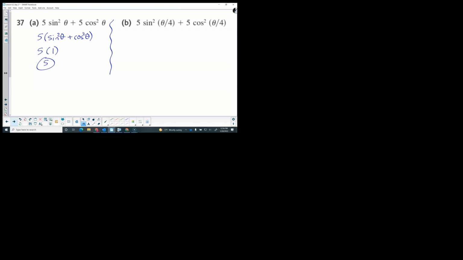Next problem, we got a 5 sine squared of theta over 4 plus 5 cosine squared of theta over 4. Well, again, I'm going to take a 5 out of both of these terms. And that leaves me with sine squared plus cosine squared, which we know is just equal to 1. So that gives us 5 times 1, which is just 5.